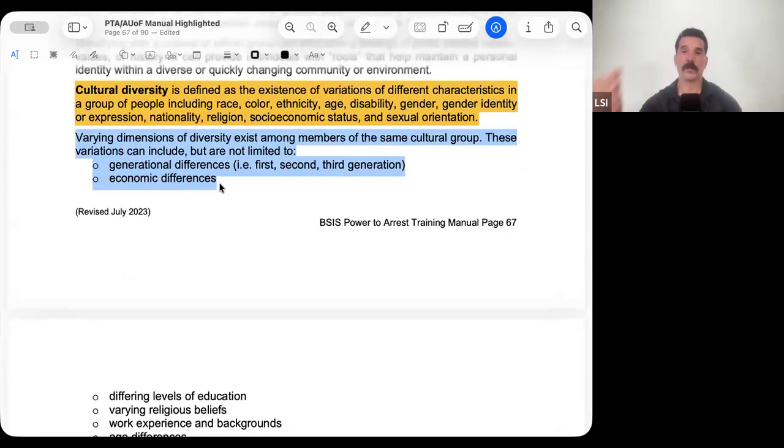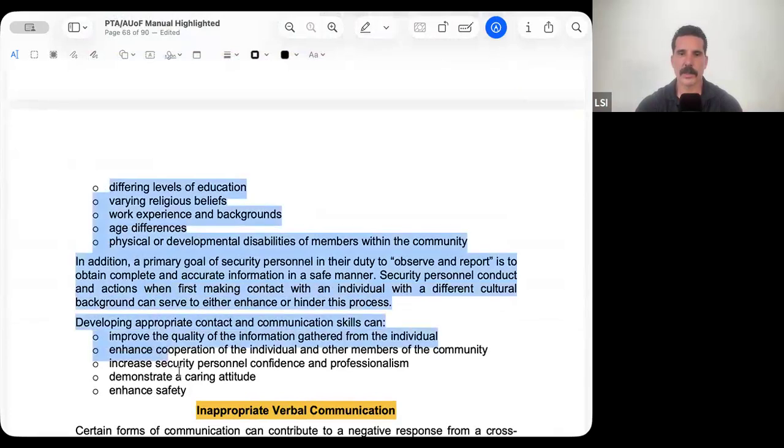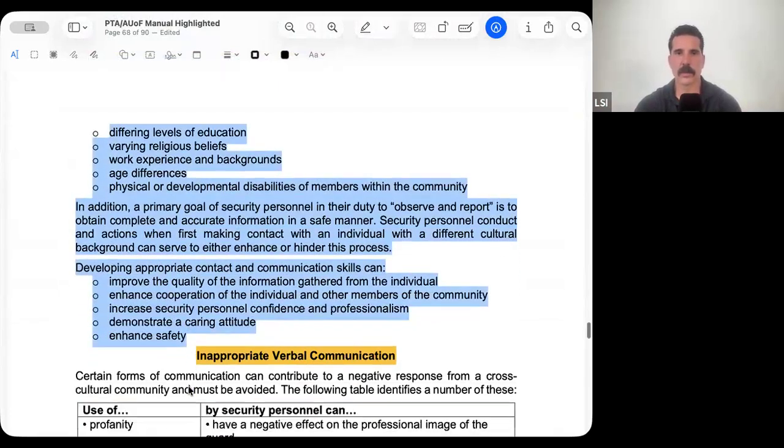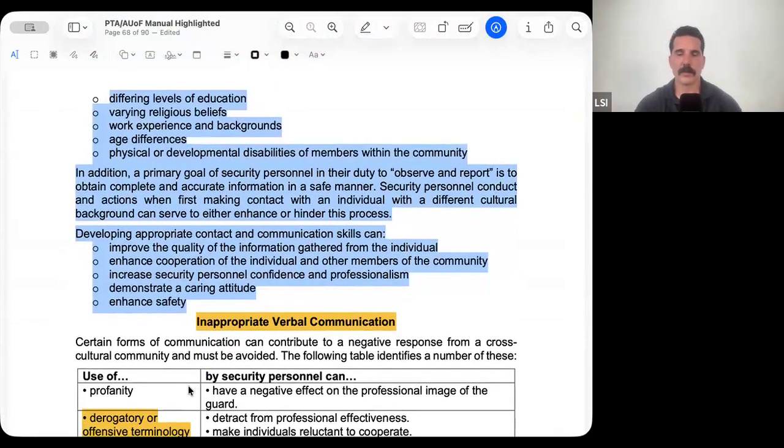Varying dimensions of diversity exist among members of the same cultural group. These variations can include, but are not limited to, generational differences, i.e., first, second, third generation, or economic differences, differing levels of education, varying religious beliefs, work experience and backgrounds, age differences, physical or developmental disabilities of members within the community.